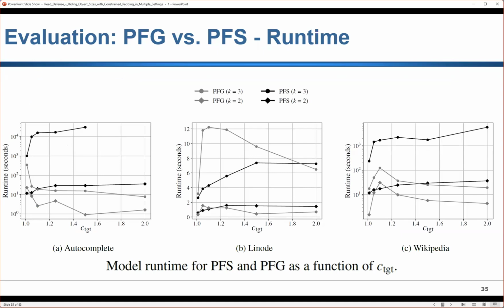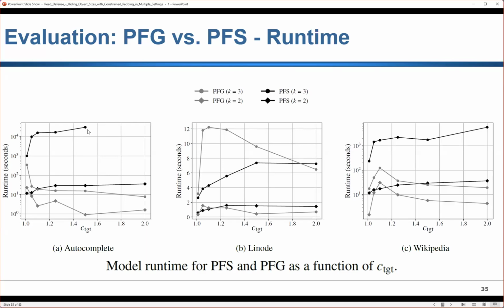And so we ran both of our PFG and PFS algorithms across all three data sets for increasing values of C to measure their runtime. We also measured across two different values for K, which was our efficiency parameter. And we can see that PFG in most cases here, especially when the runtimes are quite large for Wikipedia and autocomplete (note on the left and right charts here, we've got a logarithmic scale on the y-axis), PFG runs much faster, in many cases orders of magnitude faster than PFS for the same K.